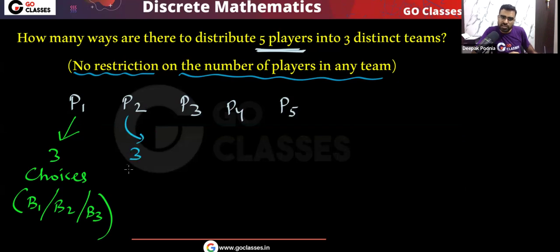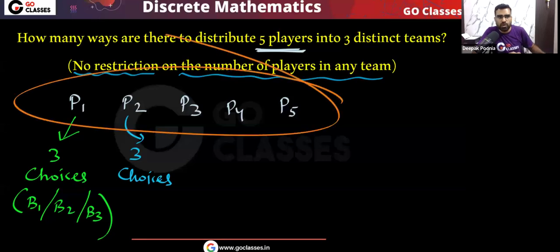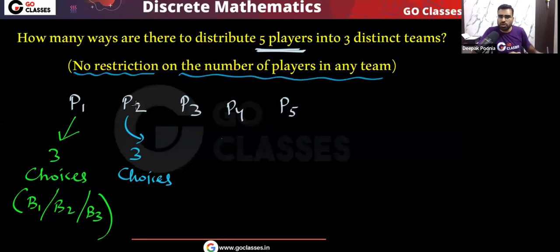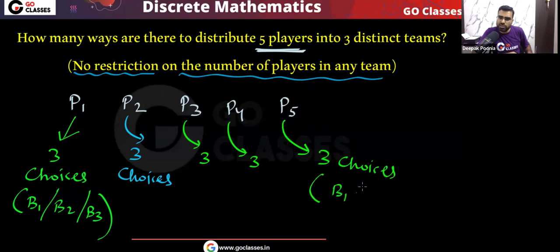For this P2 also there are 3 choices, because remember, there is no restriction on how many players will go to each box. Maybe all the players can go to the box number B1. So remember, for this player P2 also there are 3 choices. You can put this in any box. There are 3 choices for this player also, 3 choices for this player also, and there are 3 choices for the last player also. I can put this player P5 in any box, box B1 or box B2 or box B3.